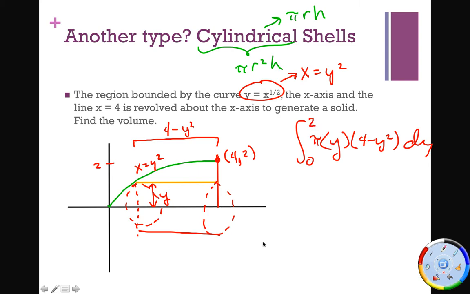Now, technically, you could do this in the x direction, but they want to show you every single type of way to solve this problem. Going through the math, which is not difficult, but to save a little bit of time, it's done for us already. This becomes 8 pi units cubed.